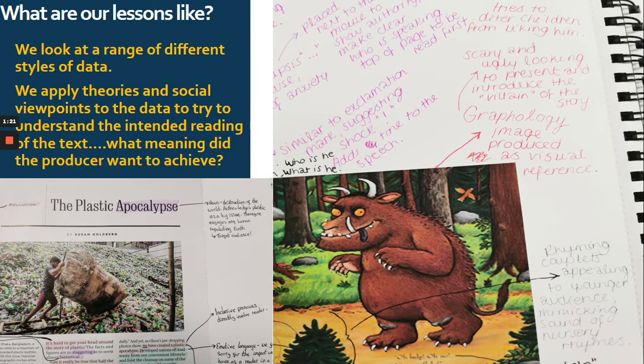So what are our lessons like? We look at a range of different styles of data, whether it be a magazine article on plastic consumption, and you can see how this student has examined the use of this noun, apocalypse, and how emotive it is. But we also look at perhaps a storybook, The Gruffalo, looking at the images and how that has been produced as a visual reference that fits the text. We apply theories and social viewpoints to the data to try and understand the intended meaning.